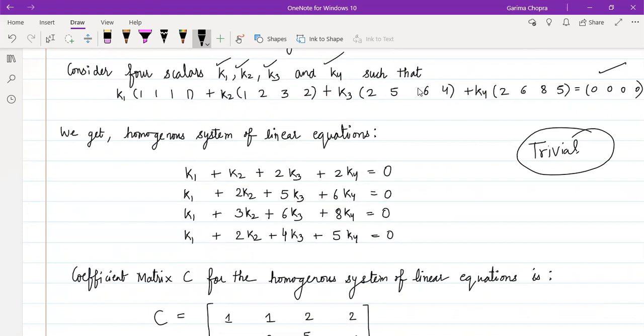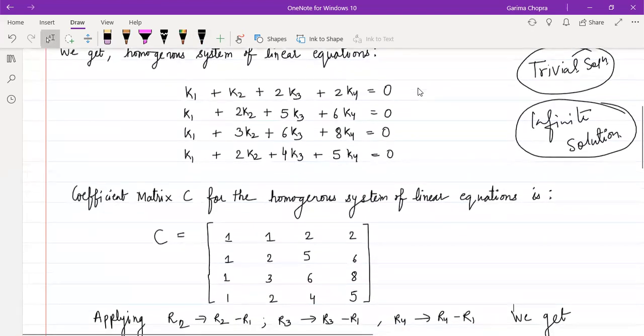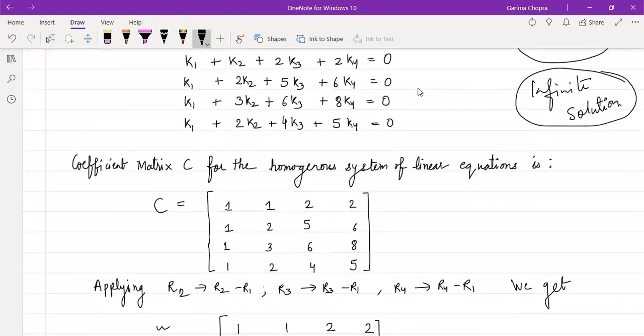So for checking whether it is the case of trivial solution, unique solution, or infinite solution, let us consider the coefficient matrix and reduce it to the echelon form. So we are considering the coefficient matrix. This is our coefficient matrix, and we can very easily reduce it to echelon form by using elementary row transformation.